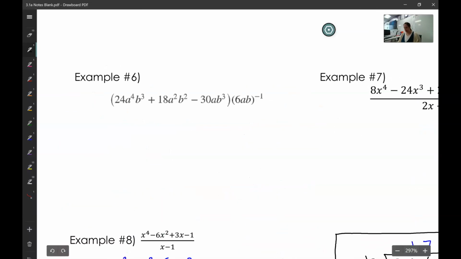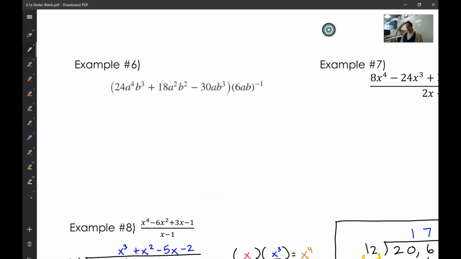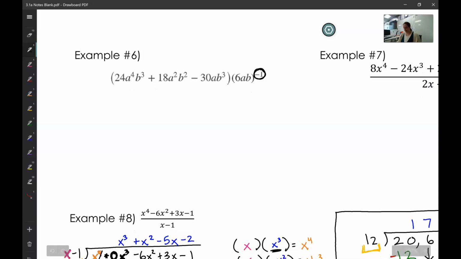I have one last piece of advice. I want to look at number 6 because number 6 is a little weird. You'll see it has this -1 here, and it looks like it's multiplication, not division, which is weird. But we want to go over problems like this because you might have problems like this in your skill check or your homework or your test.